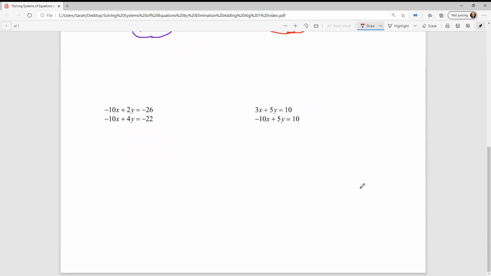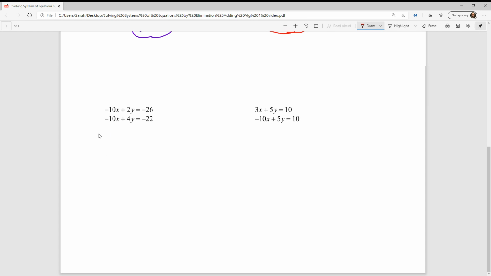So these ones sometimes trip people up. If I add these two equations here together, nothing cancels right away. It almost looks like it. But looking at the x's, that might be what you think will be canceling. Negative 10 plus negative 10 is negative 20 because they're both negative. I need to create opposites, one negative, one positive.